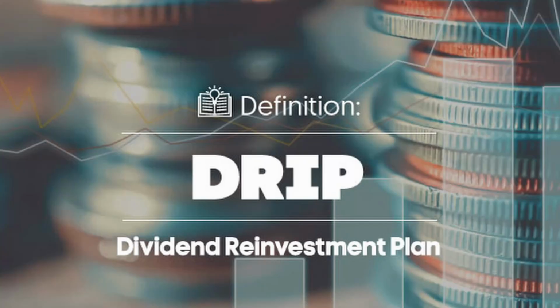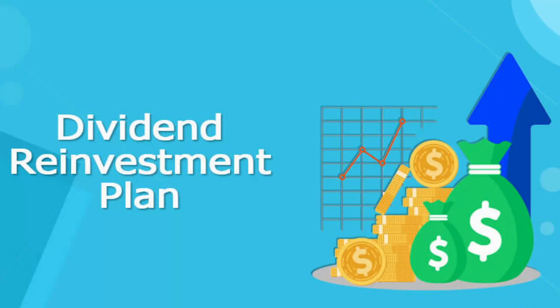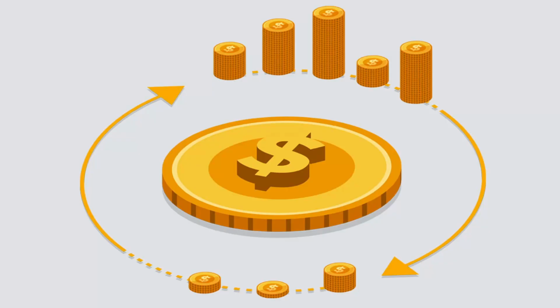A dividend reinvestment plan, DRIP, is an investment strategy that allows investors to automatically reinvest their cash dividends into additional shares of the company's stock, rather than receiving the dividends in cash. This process can help increase the number of shares an investor owns over time, thereby potentially enhancing the growth of their investment. To participate in a dividend reinvestment plan, investors typically need to enroll in the plan through their brokerage or directly with the company that offers the plan.